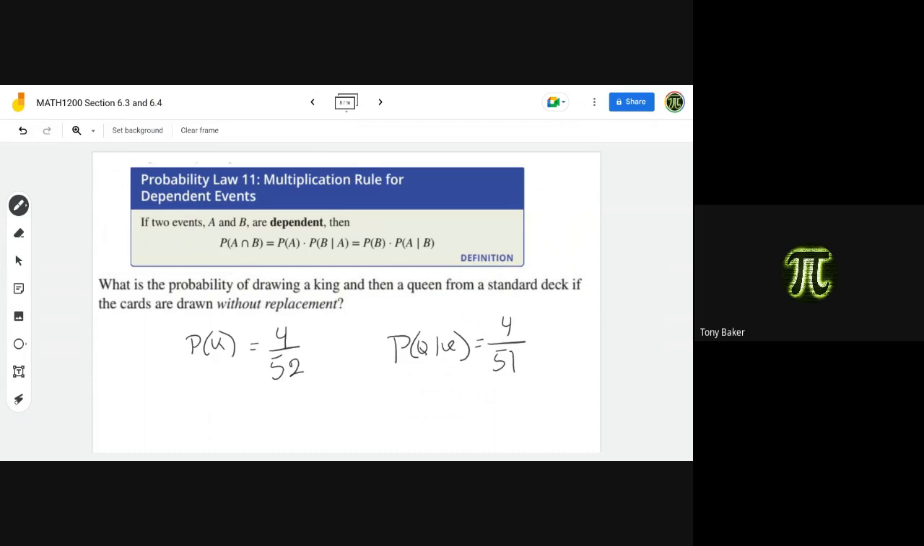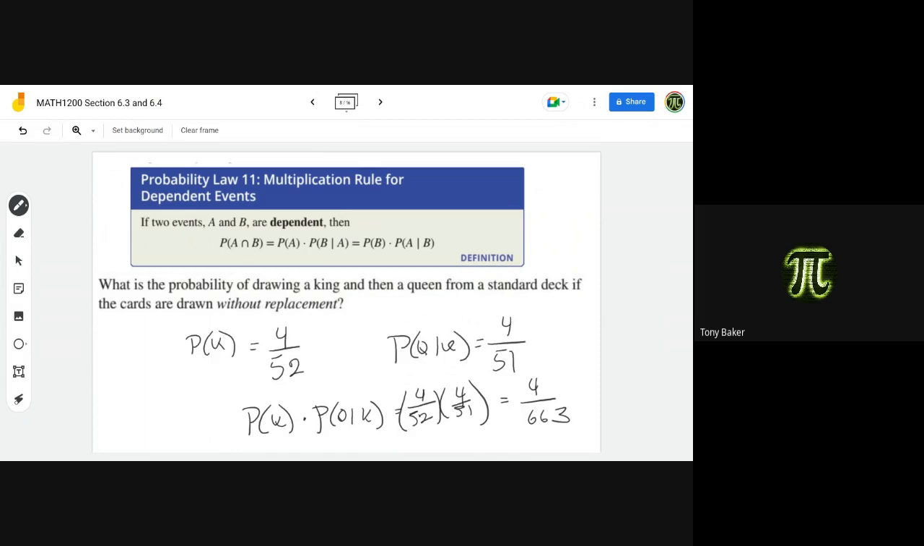Actually, let's finish this one real quick. It's the probability of a king times the probability of a queen, given that I already drew the king, which is 4 out of 52 times 4 out of 51. That is 4 out of 663, or 0.006.